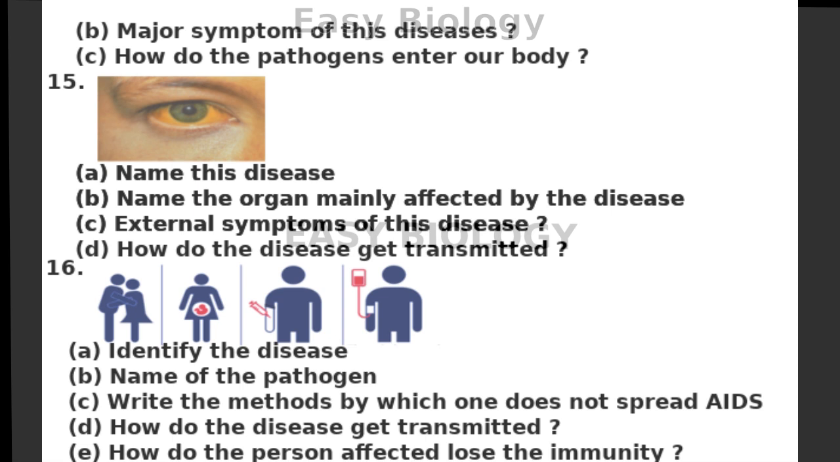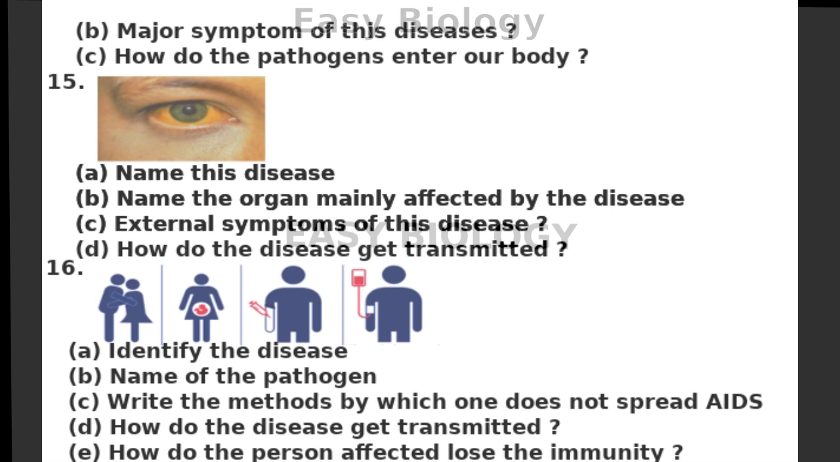Through insects like mosquitoes, houseflies, etc. By staying together and sharing food. By using the same toilet. By taking a bath in the same pond. By these ways, one does not spread AIDS.